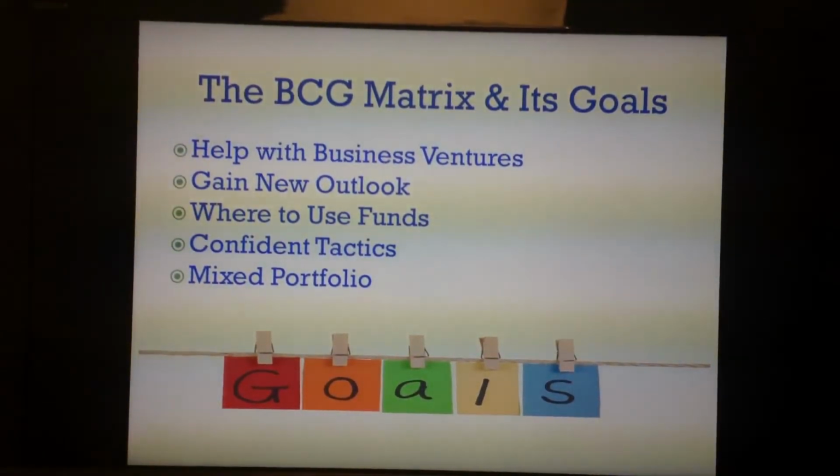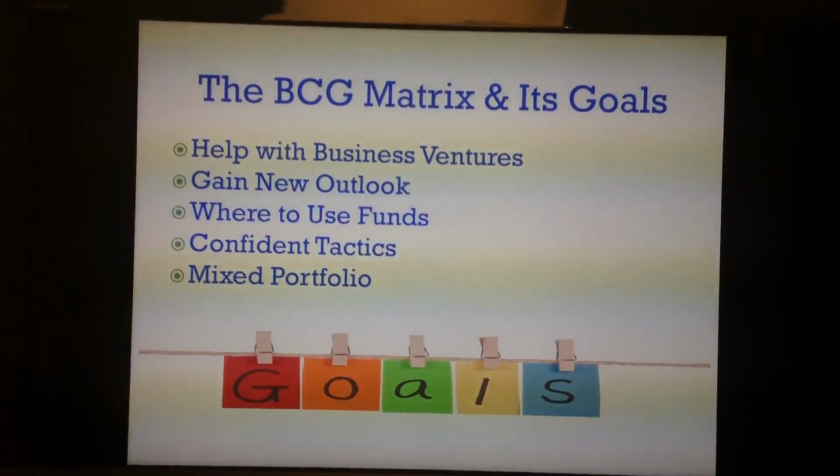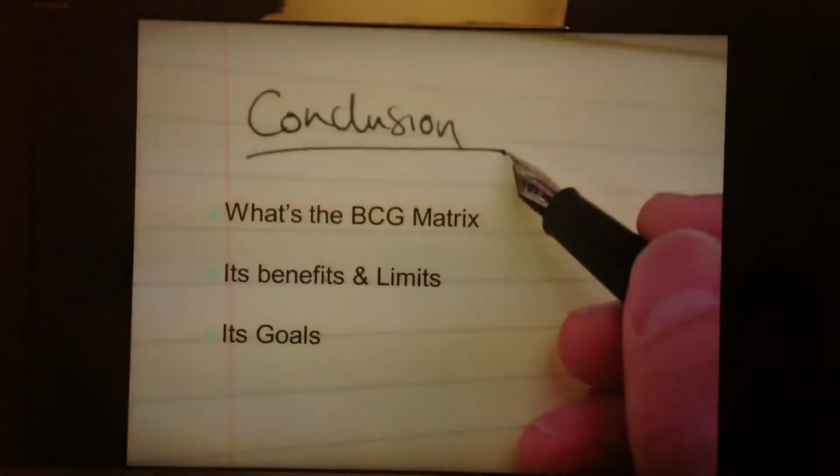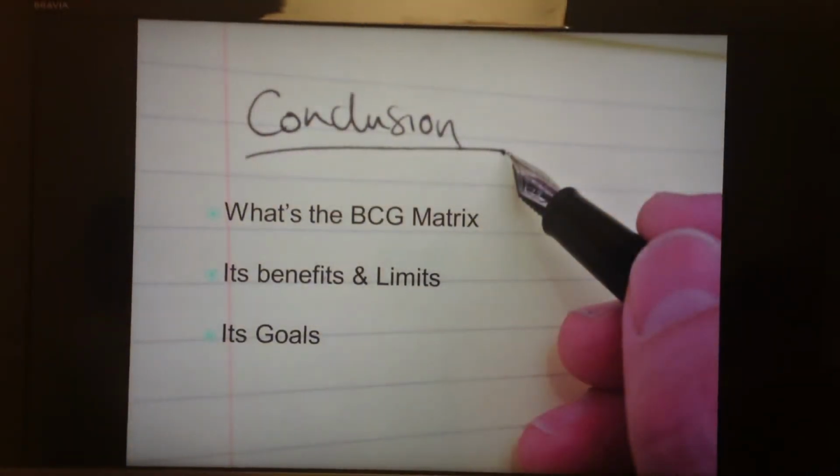All in all, the BCG Matrix model is a very useful instrument and has been immensely successful during the implementation over the past 4 decades. Conclusion. To wrap up, by now you should know what the BCG Matrix is, its benefits and limits, and also its goals. Thank you for tuning in.